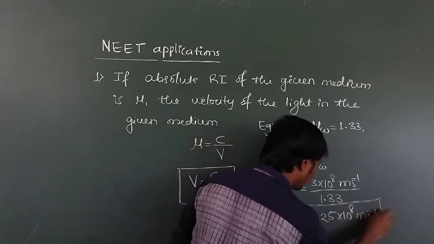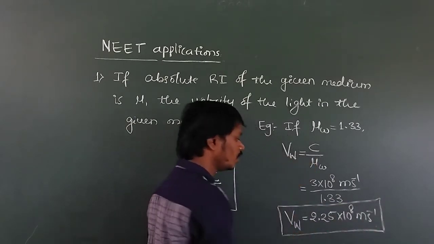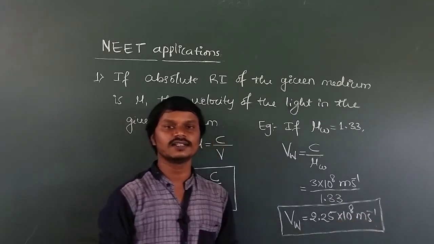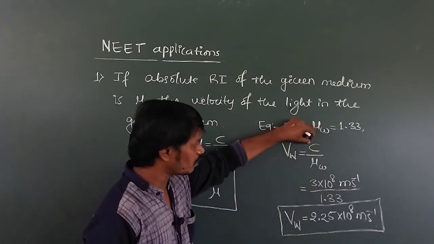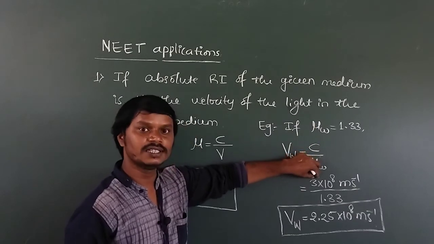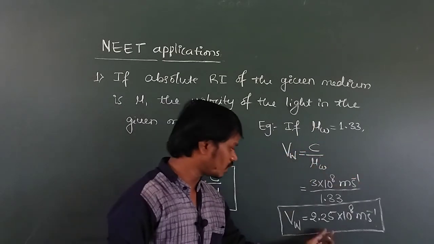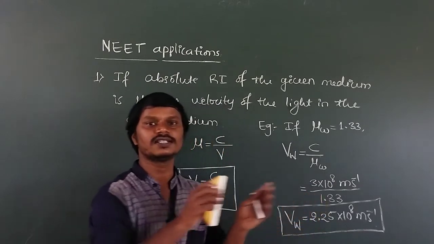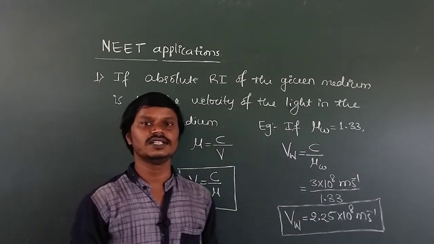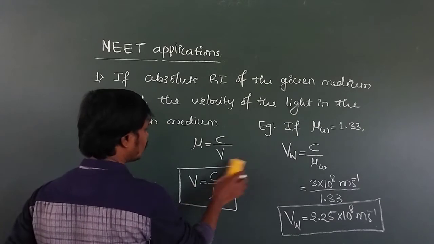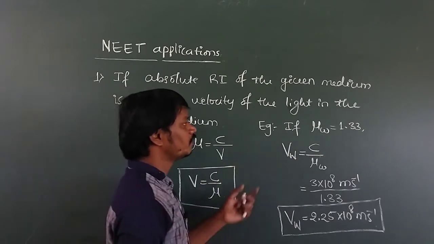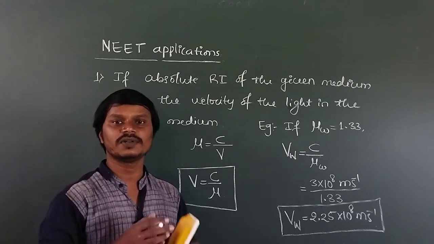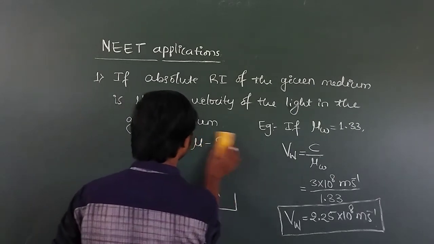The velocity of the light in the water medium is about 2.25 into 10 to the power of 8 meter per second. Means in the vacuum its speed is about 3 into 10 to the power of 8, but in the water its speed becomes 2.25. Means the velocity decreased. Next one, another example. If the given medium is glass, then how to find the velocity of light in the glass?